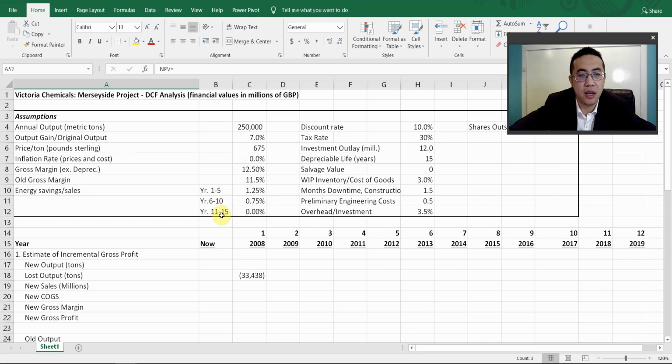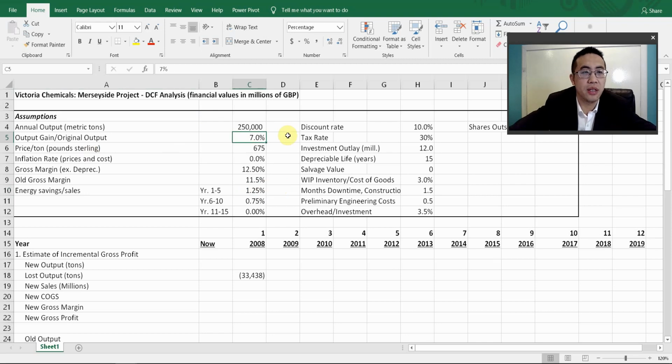So from year 11 to year 15, the gross profit margin increase by 0% will be 12.5%. But from year 1 to year 5, it will be 12.5 plus this increment, which is 1.25. So that's going to give us 13.75% and so on. Okay, I forgot to say what this means.